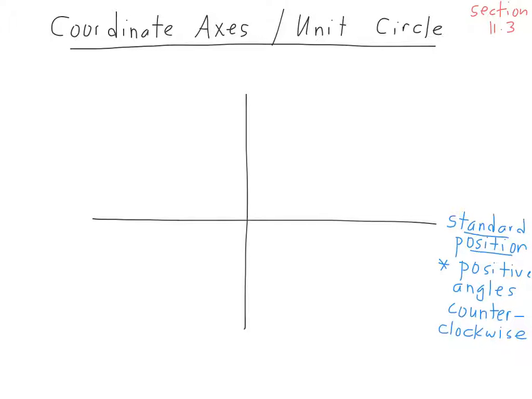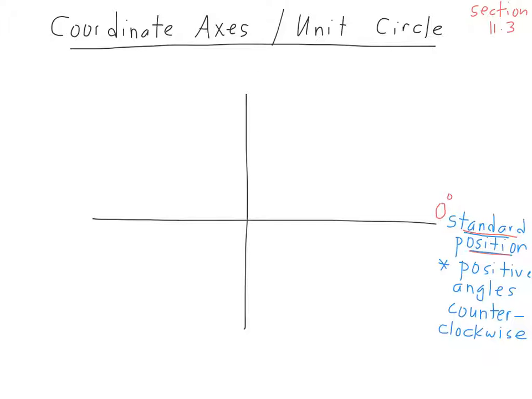Okay, this is our last section in Chapter 11. We're going to start by looking at what we call standard position. When we draw an angle in standard position, we typically are only looking to draw positive angles, right? When we draw positive angles, we are drawing them counterclockwise. So standard position is where we start here at 0 degrees.